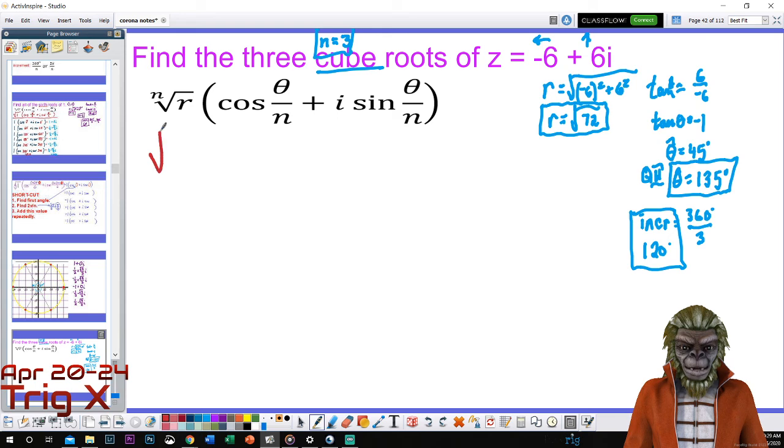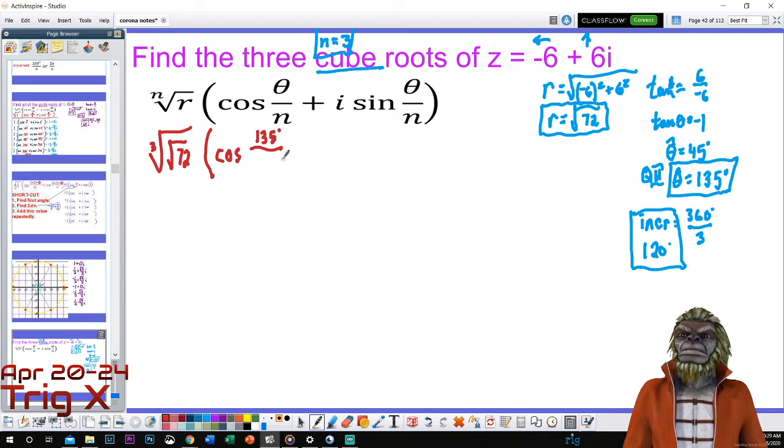So here we go with our setup. The nth root, cube root, of r. R was the square root of 72. I have a cube root of a square root. Don't panic, we'll fix that in a minute. Cosine of theta, which is 135 over n, which was 3. And then I sine of the same thing.